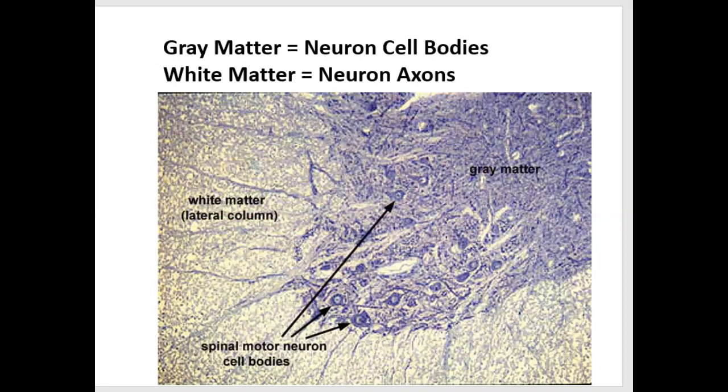So sticking with just gray matter versus white matter to begin with, this is a magnified view of the spinal cord that's been stained with like a purple substance. And the purple substance picks up certain proteins. And notice that you can clearly see some neurons' cell bodies in this gray matter. So this is why gray matter appears darker, because cell bodies have lots of organelles and they stain darker.